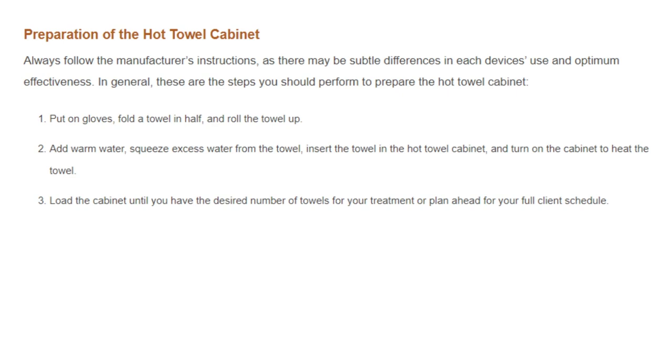Preparation of the hot towel cabinet. Always follow the manufacturer's instructions, as there may be subtle differences in each device's use and optimum effectiveness. In general, these are the steps you should perform to prepare the hot towel cabinet. Put on gloves, fold a towel in half, and roll the towel up. Add warm water, squeeze excess water from the towel, insert the towel in the hot towel cabinet, and turn on the cabinet to heat the towel.